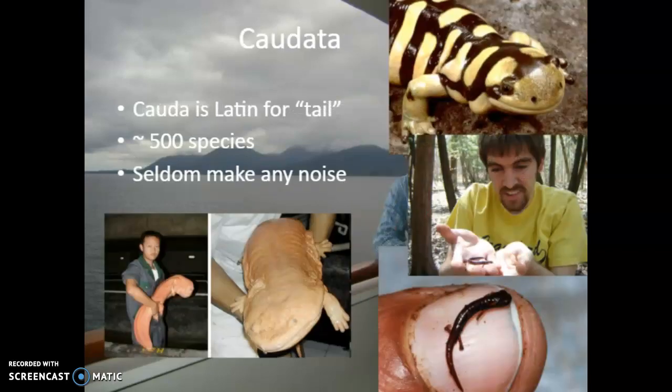Next, we have the Caudatans. Cauda is the Latin word for tail. These guys do not make any noise, and there are about 5,000 species of them, and we think of them as salamanders, newts, mud puppies, things like that. We have several species in Michigan. Most of them are very small, such as this one that Chris is holding in the picture.